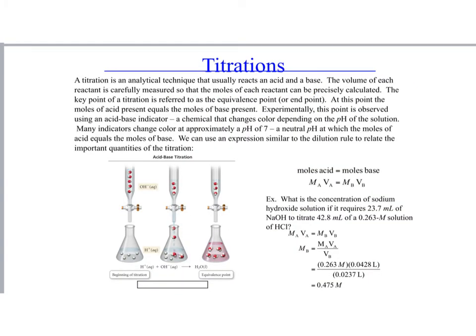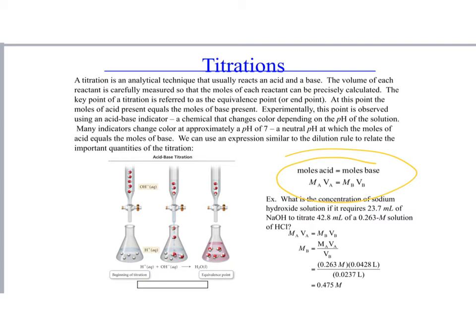So let's talk about titrations, right? And in a titration, we know that we can use this M1V1 equals M2V2. In this case, we're saying MAVA, or molarity of acid, volume of acid. Molarity of base, volume of base. Okay.